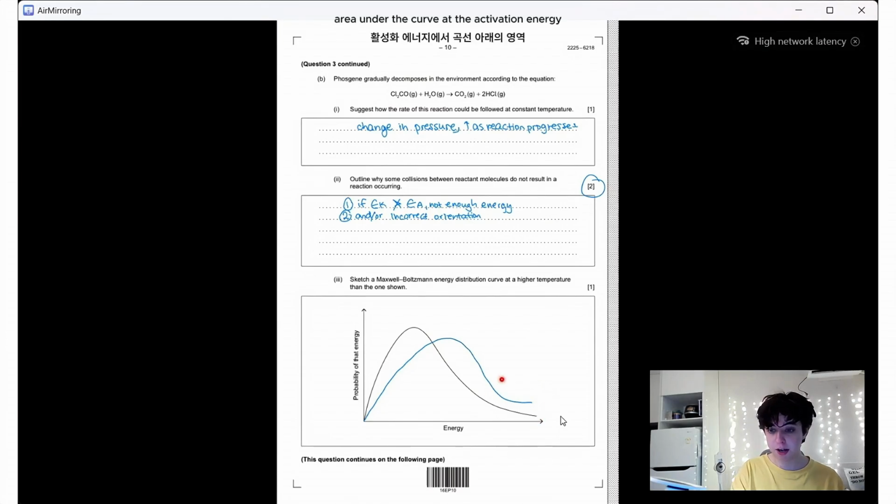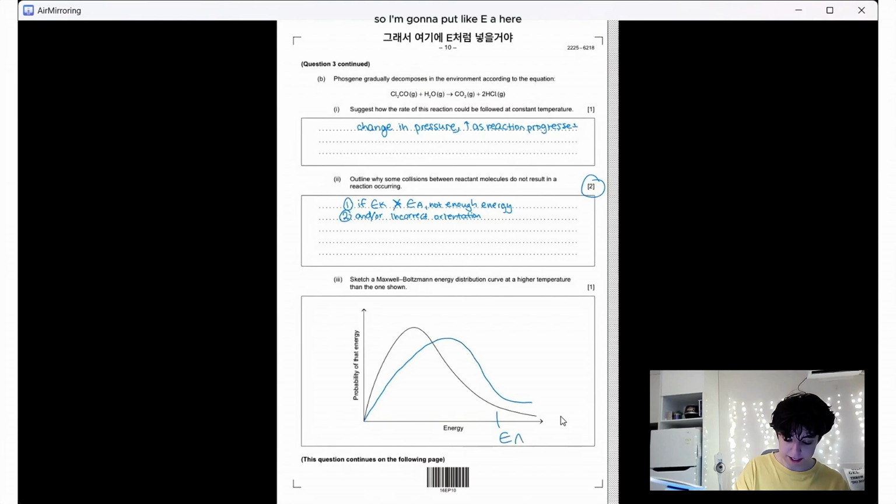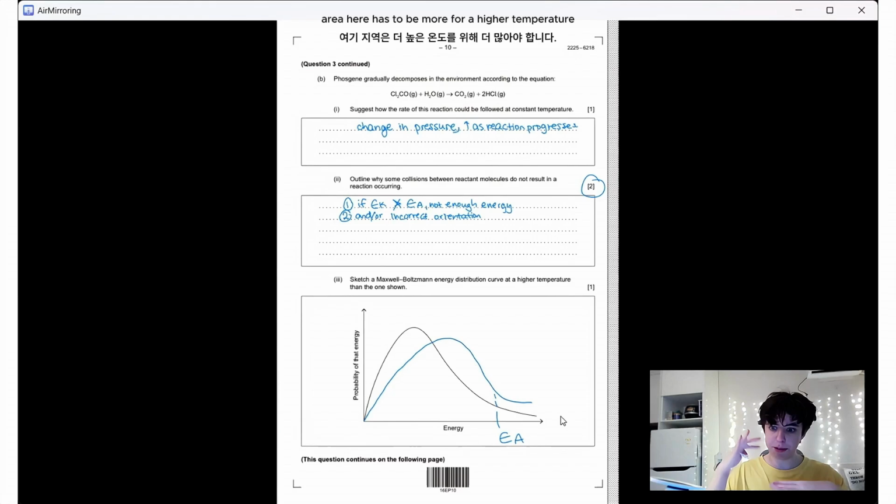Okay, because the area under the curve at the activation energy, so I'm going to put EA here, this area here has to be more for a higher temperature because we're not changing the activation energy, we're increasing temperature. I believe this was a problem in paper 1B or maybe paper 2.